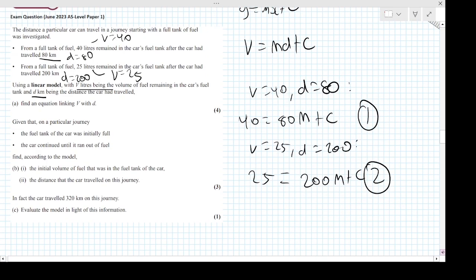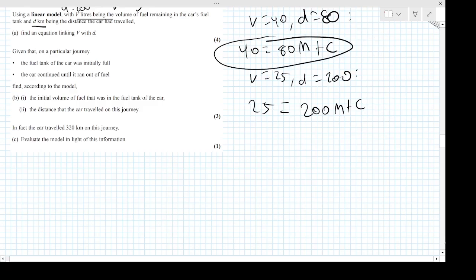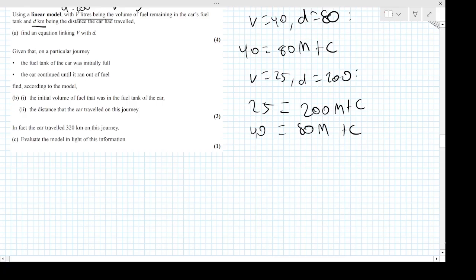And I know how to solve those. I've looked at that before. So, let's solve them simultaneously. Let me bring this equation forward again. So, then I get 40 is equal to 80m plus c, which is equation 1 and equation 2, okay? Well, I could solve them simultaneously, so I could substitute or eliminate, but I think I can just take them away, because if I take both equations away, the c's will cancel.